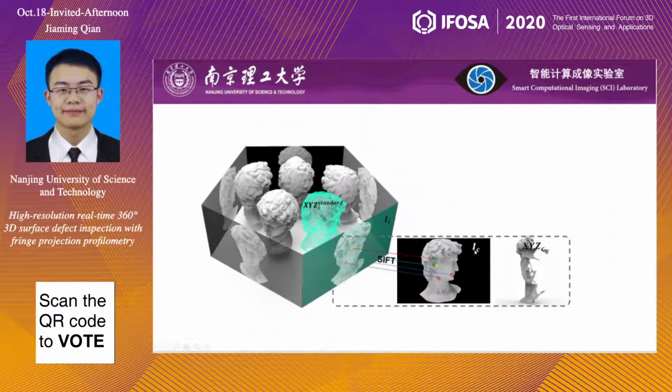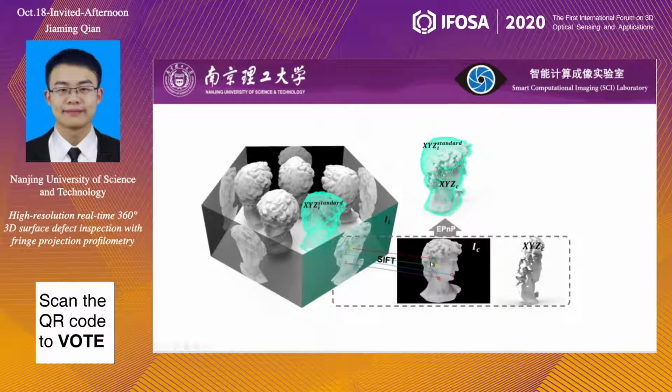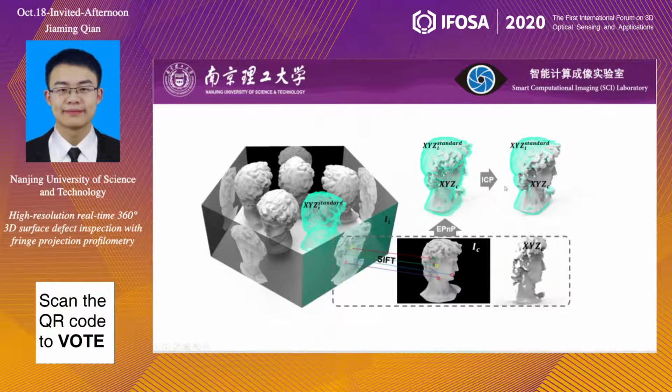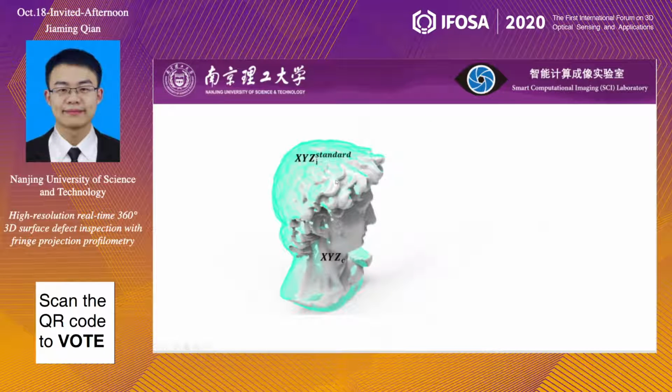With the found mapping points and their corresponding 3D points, we can realize the coarse registration between the measured data XYZC and the standard model. Then the ICP is used for fine registration. Now we will discuss the difference calibration between the measured data and the standard model.